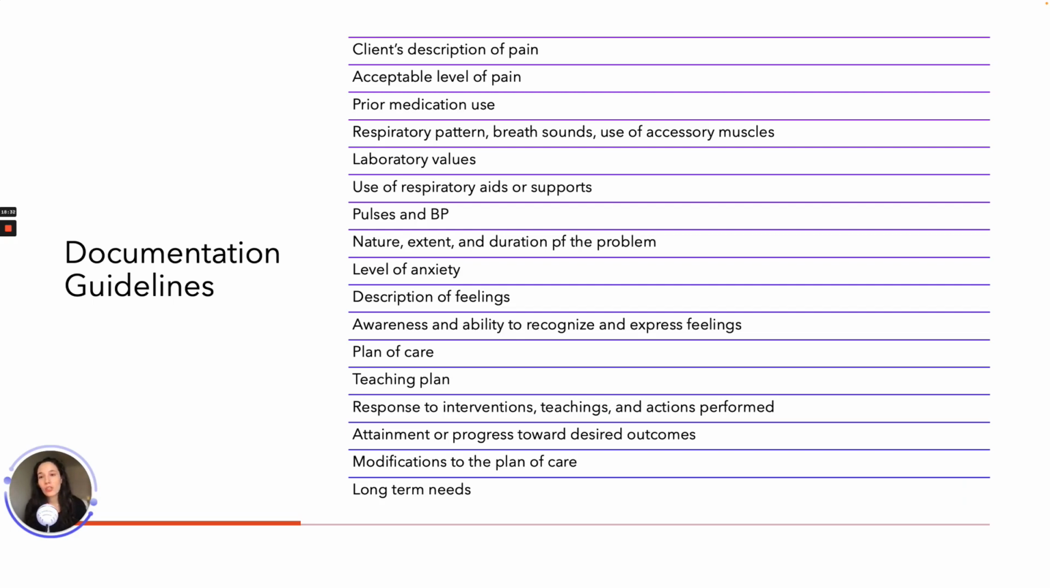And our documentation should include things like the client's description of pain, acceptable level of pain, prior medication use, respiratory pattern, breath sounds and accessory muscle use, laboratory values, use of respiratory aids and supports, pulses and blood pressure, nature, extent and duration of problem, level of anxiety, description of feelings, awareness of ability to recognize and express feelings, plan of care, teaching plan, response to interventions, teachings and actions performed, attainment of progress towards desired outcomes, modifications to the plan of care, and long-term needs.